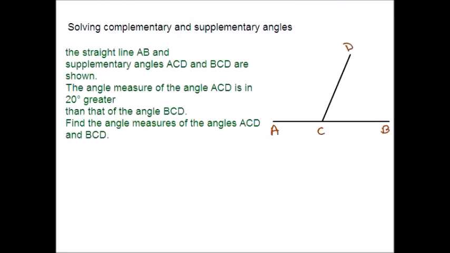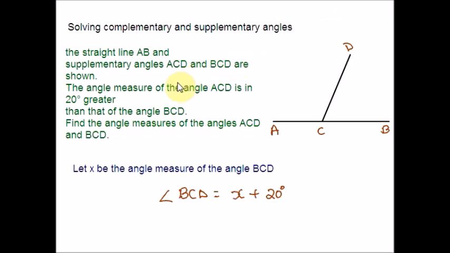Here is your next example. Please read the question once. This question is asking us to find the angle measures of the angle ACD and BCD. Let us take down the clue. Let me name the unknown angle measure of the angle BCD as x. Given information says that the angle measure of the angle ACD is 20 degrees greater. Greater than means plus sign. So x plus 20 degrees.